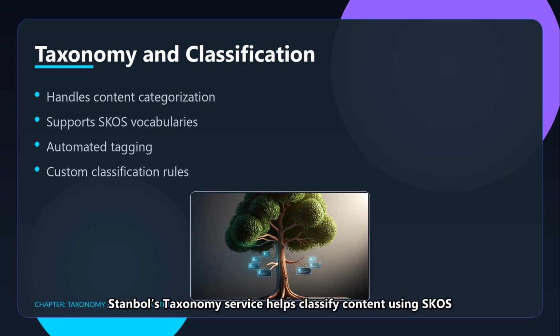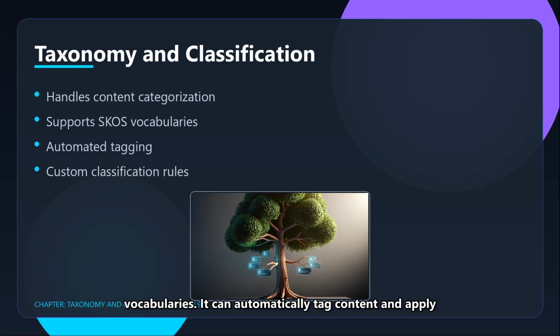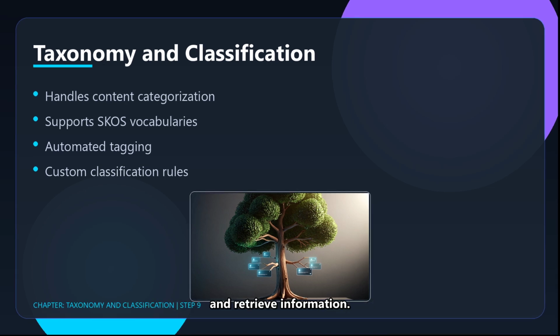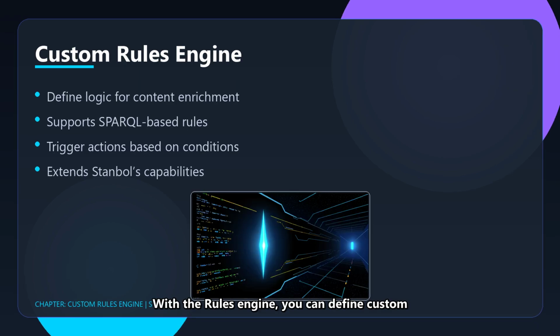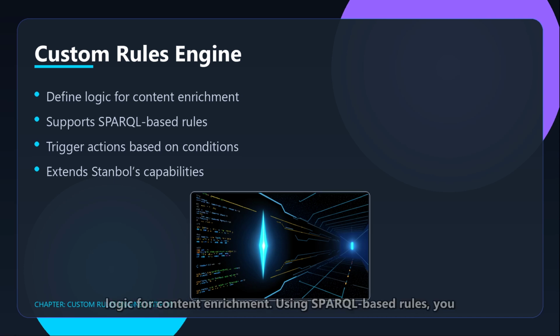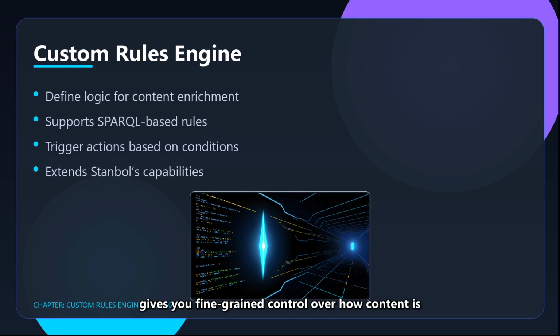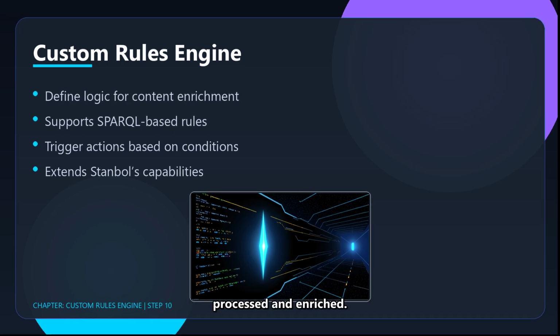Stanbol's taxonomy service helps classify content using SKOS vocabularies. It can automatically tag content and apply custom classification rules, making it easier to organize and retrieve information. With the rules engine, you can define custom logic for content enrichment. Using SPARQL-based rules, you can trigger actions based on specific conditions. This gives you fine-grained control over how content is processed and enriched.